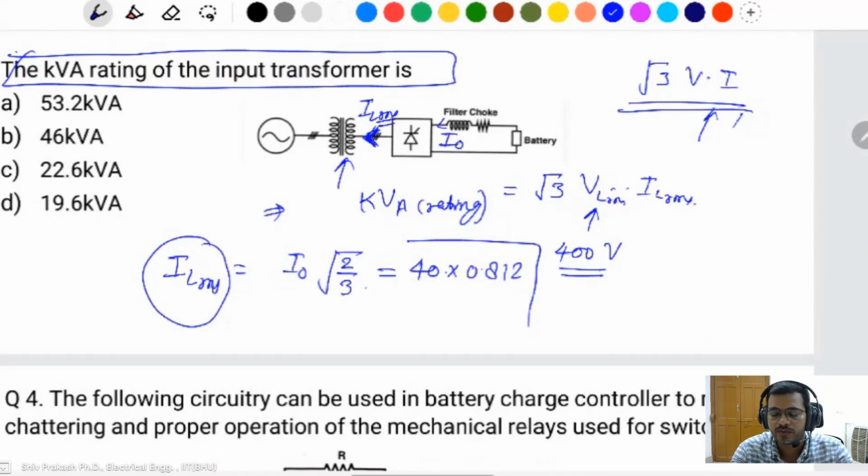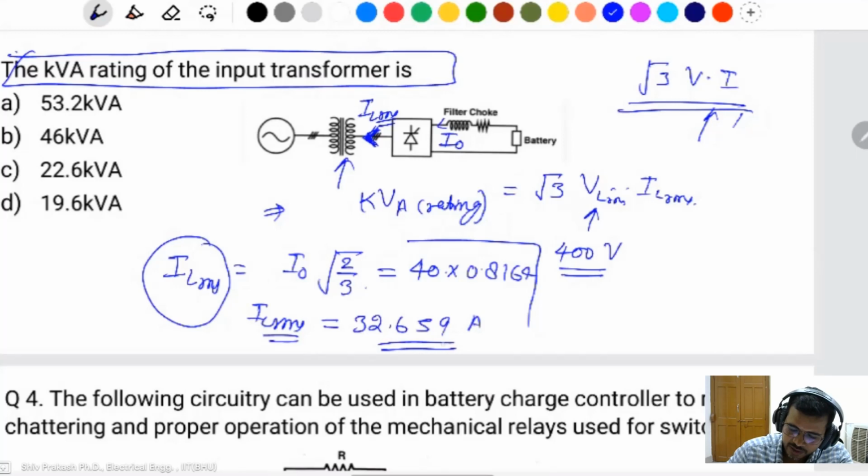If you know about the inverter input current, this was 0.8164. IL RMS is 0.8164 into 40 ampere. This is 32.659 ampere. Then what is the kVA rating of the transformer?